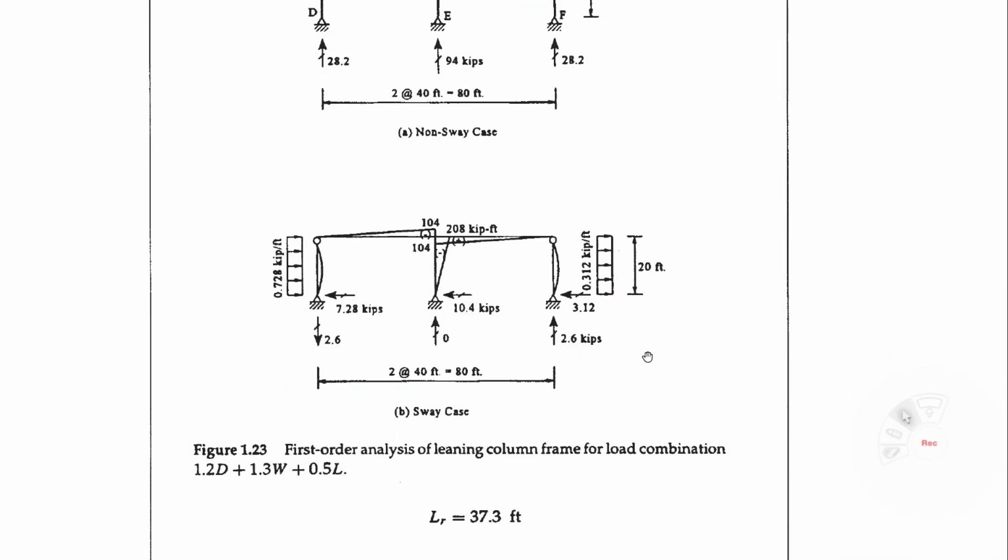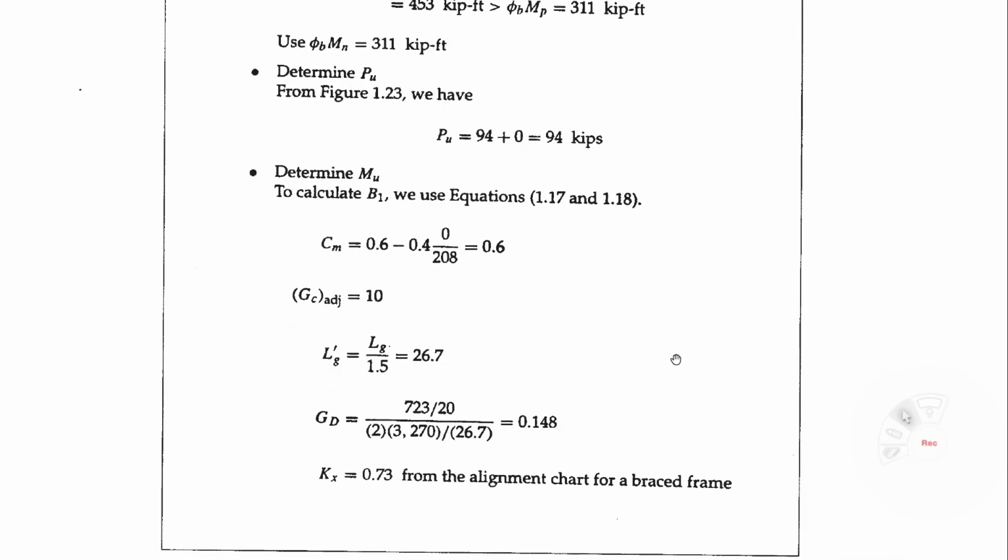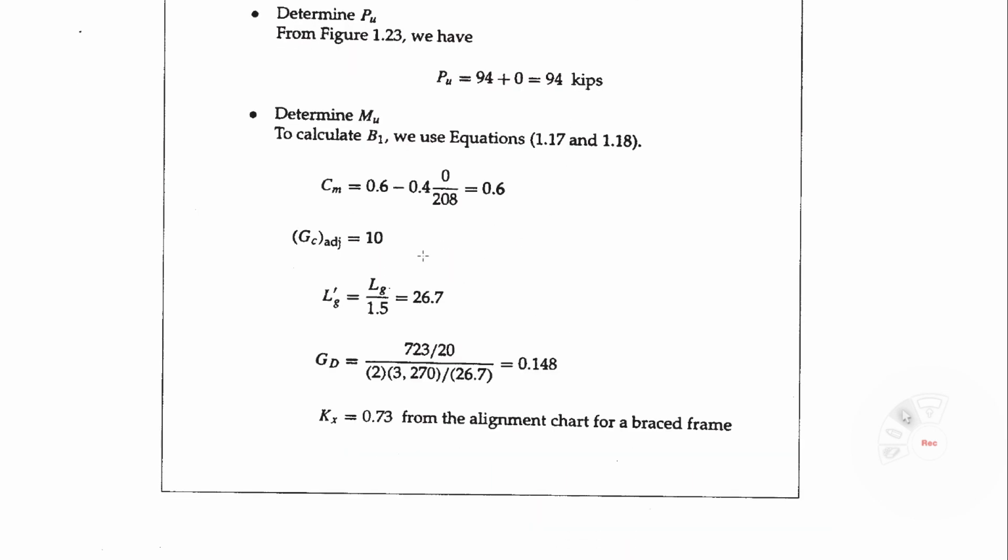Then let's calculate B1 first. That equation, CM equals 0.6 minus 0.4 times the ratio of the smaller to the larger moment. The maximum moment is 208 at the top. At the bottom, the moment is 0. Then CM equals 0.6, right? And then let's calculate G, adjusted to 10, okay? For the brace case, far end hinge, in that case the adjustment factor is 1.5.